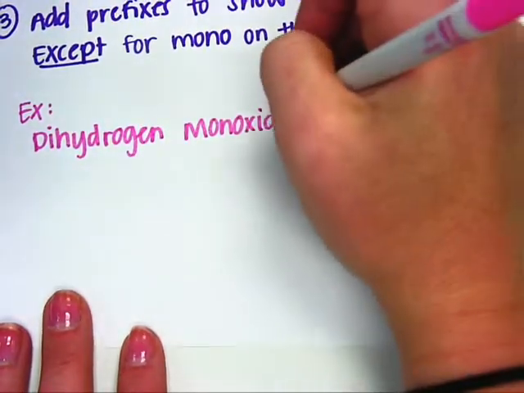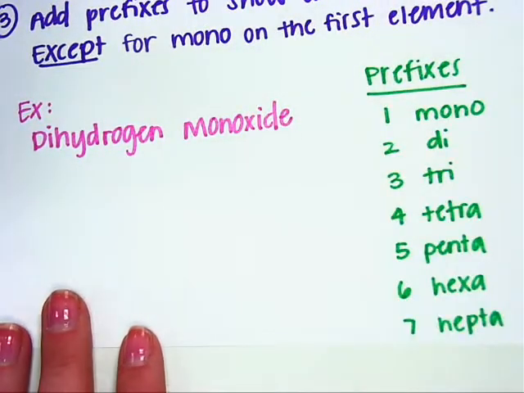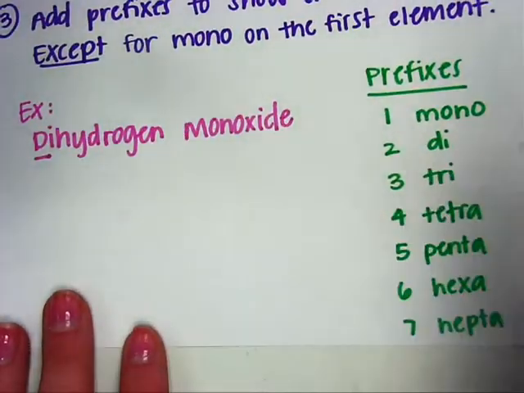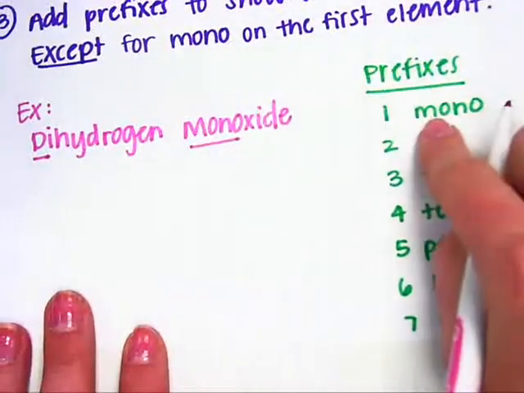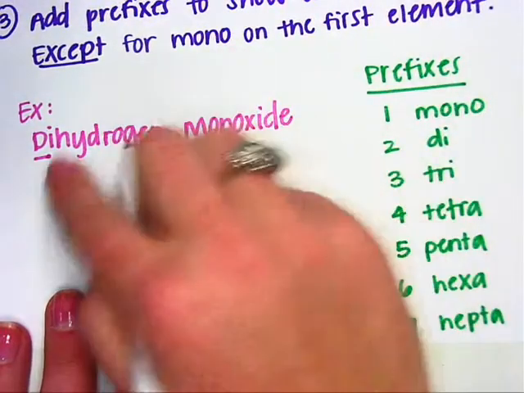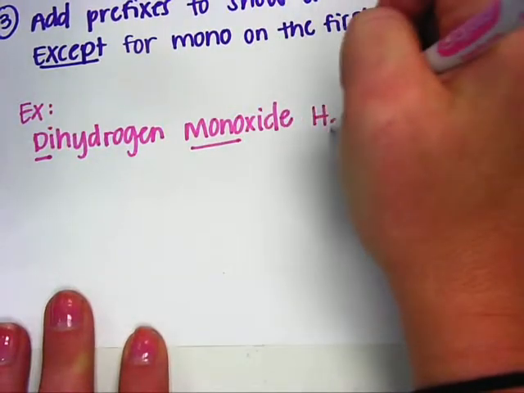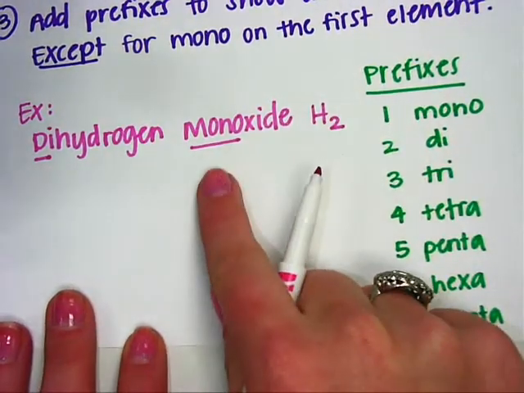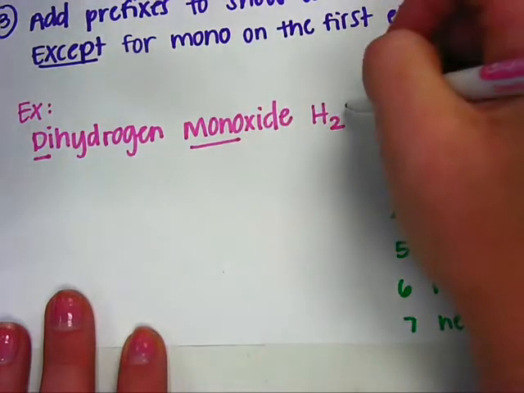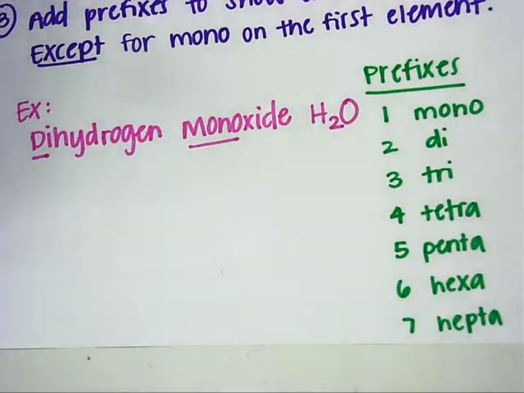So first thing you want to do is look for the prefixes. The prefix di means 2, and the prefix mono means 1. So it means we have, for hydrogen, there's 2 of them, and for mono, there is 1 oxygen. So H2O, you've heard of that before. Probably haven't called it dihydrogen monoxide, though.